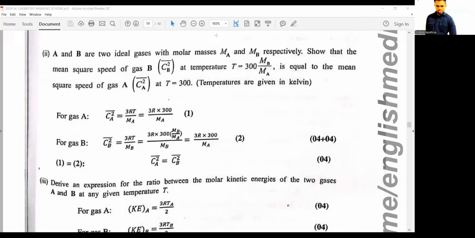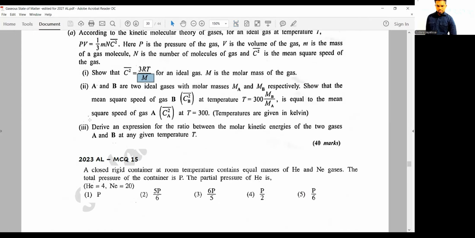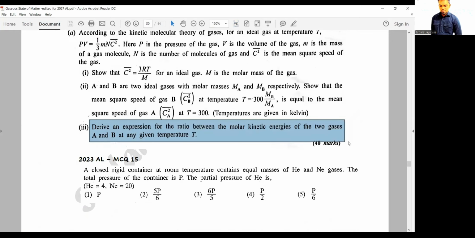Next part of the question, last part. Derive an expression for the ratio between the molar kinetic energies of the two gases A and B at any given temperature T. So here they are asking molar kinetic energies. Usually this is average molar kinetic energy, and that only depends on absolute temperature.